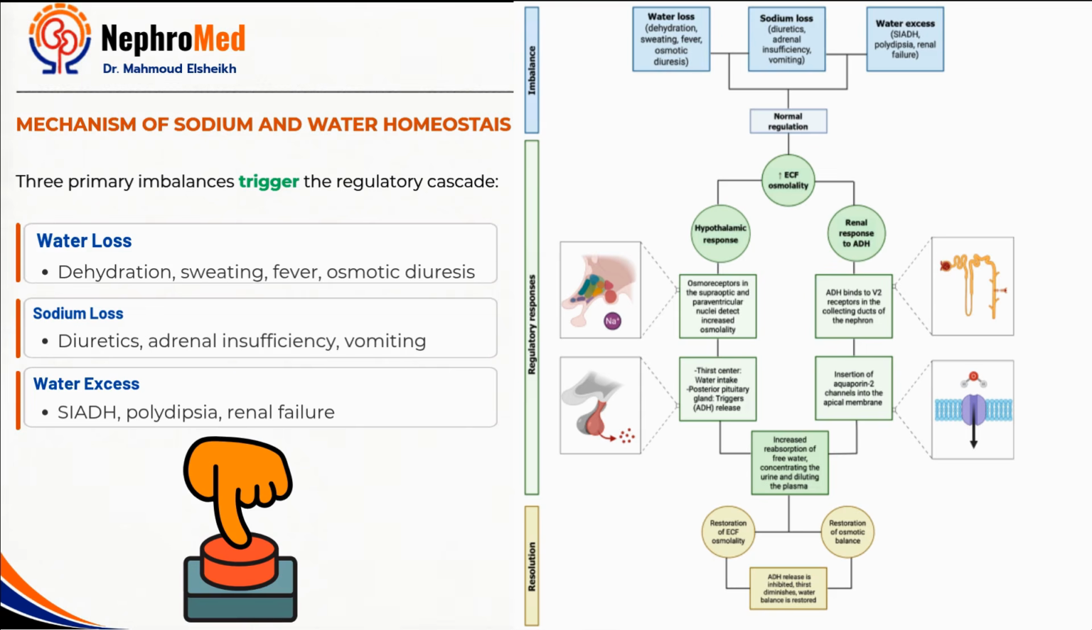Second, sodium loss. This is commonly seen with diuretics, adrenal insufficiency, or GI losses like vomiting. Here, sodium depletion activates neurohormonal pathways, especially AVP release, leading to secondary water retention.